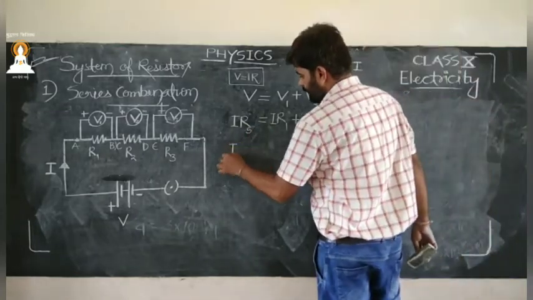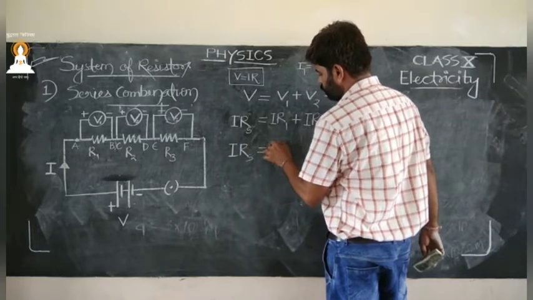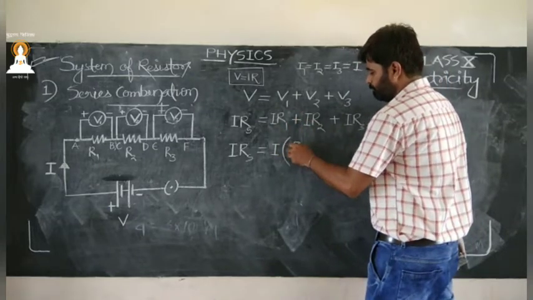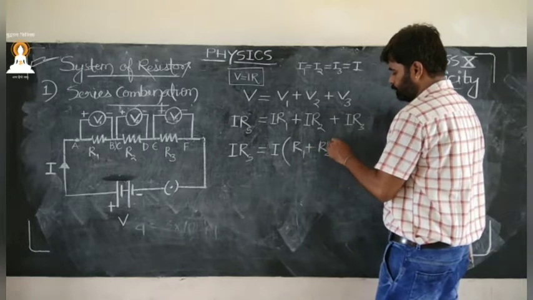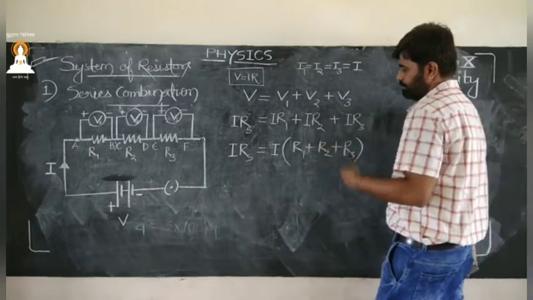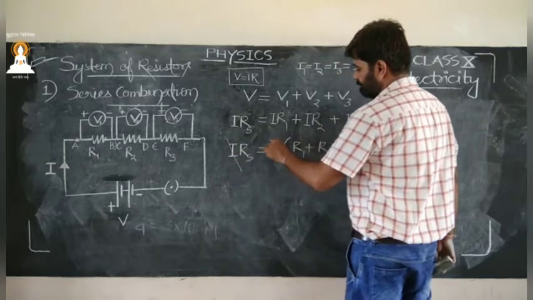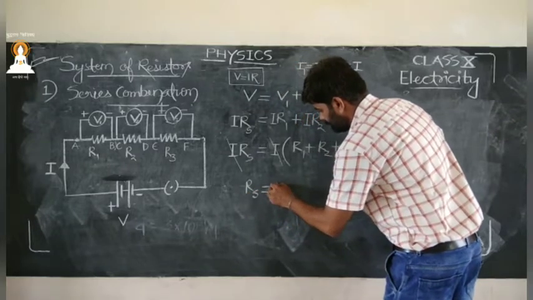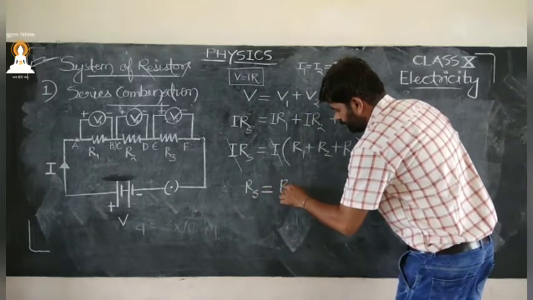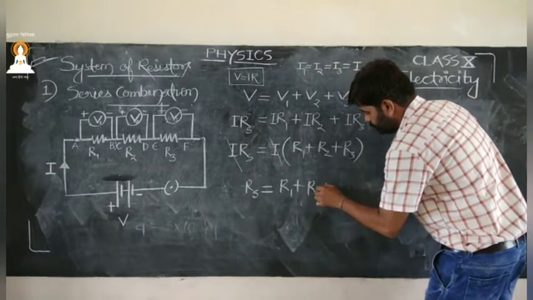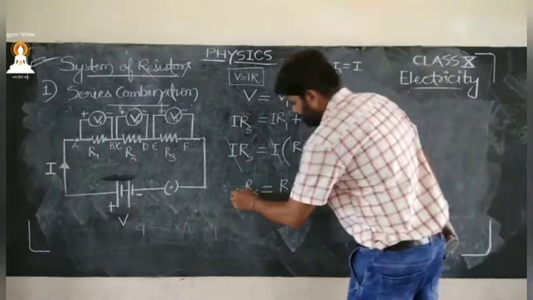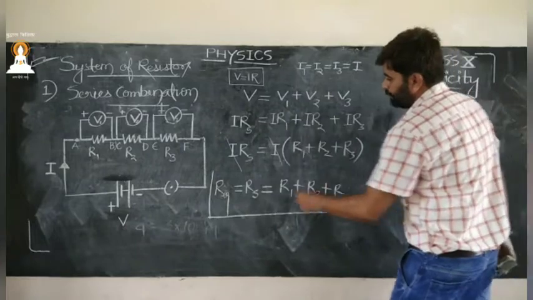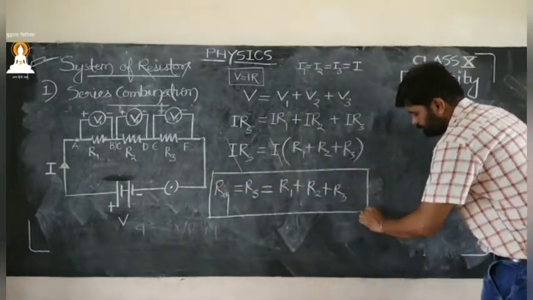So this is I into RS, that is equal to the total. Taking I as common, in the bracket we have R1, R2 and R3, the algebraic sum. Now I may cancel out this I with this. So I will remain with RS, that is the series resistance, that is equal to R1 plus R2 plus R3. This is nothing but the R equivalent for this series combination.